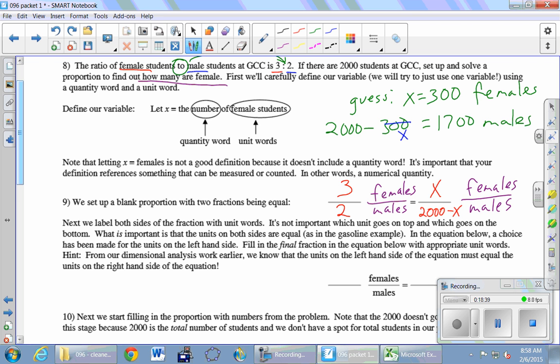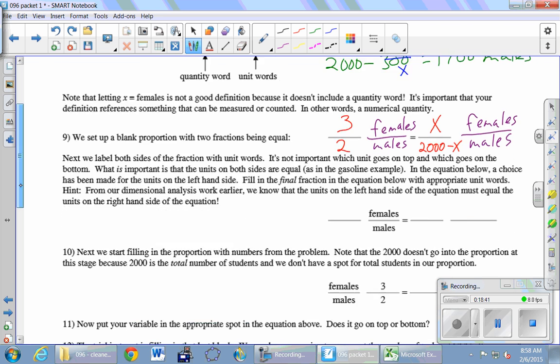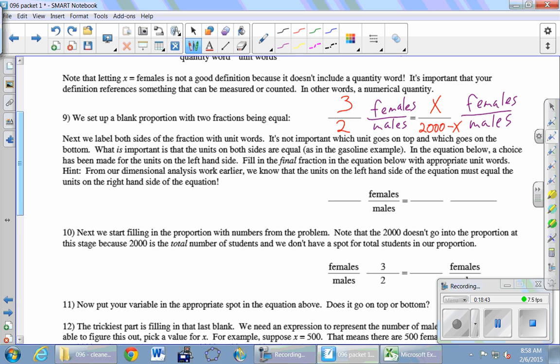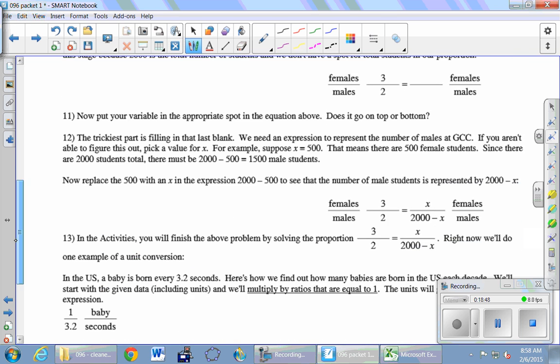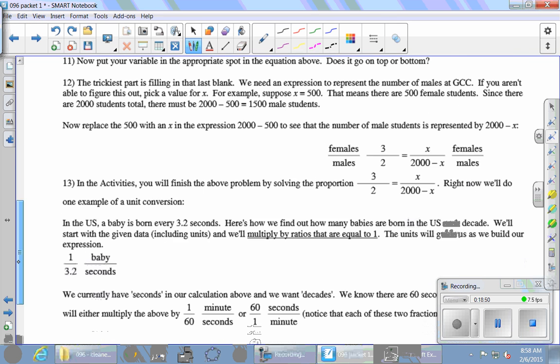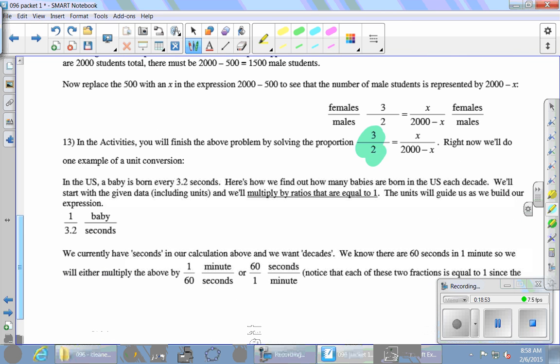Okay? All right, so that is the proportion that we are going to solve. 3 over 2 equals x over 2000 minus x. And in fact, solving that proportion, that's the thing that we've written right down here. Solving that is going to be the first thing in the activities today. So I want to do one more example together, and then the first part of the activities, you will finish this problem by solving that proportion.